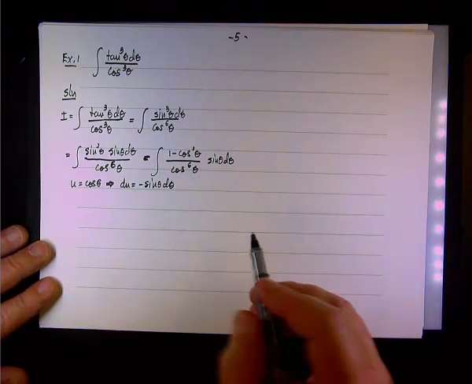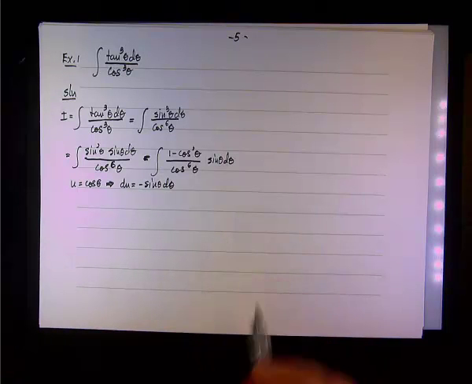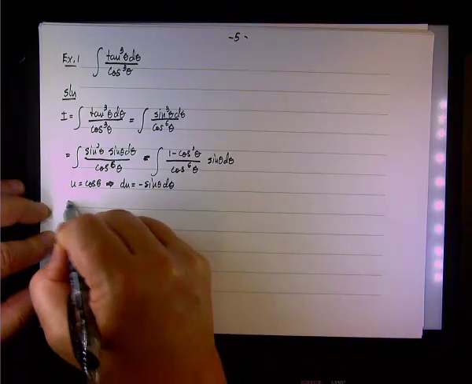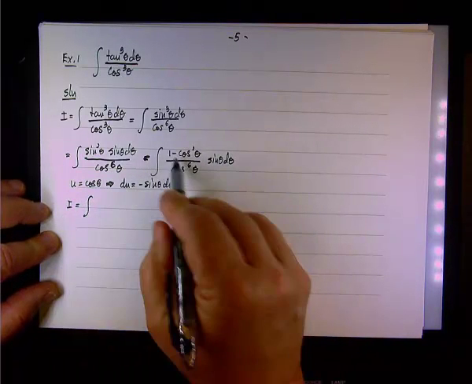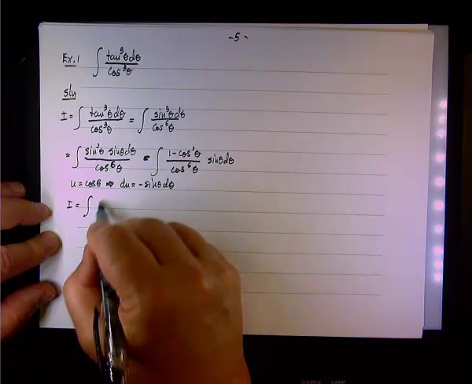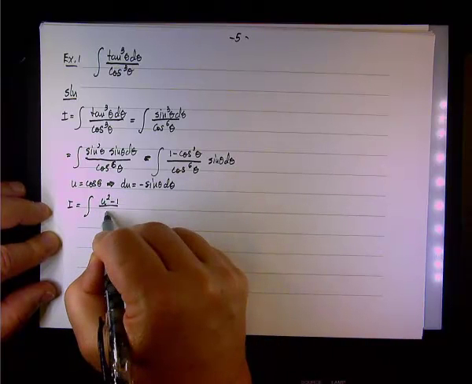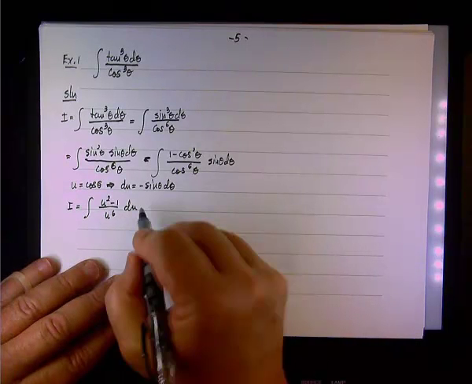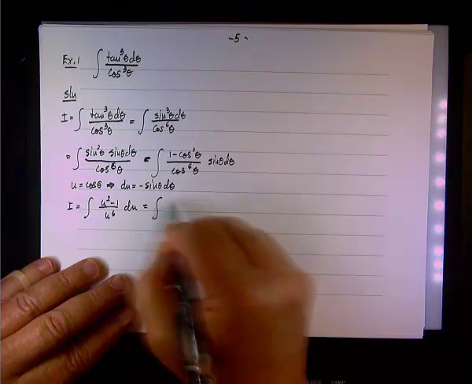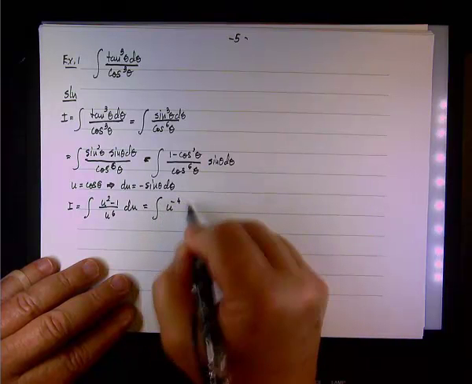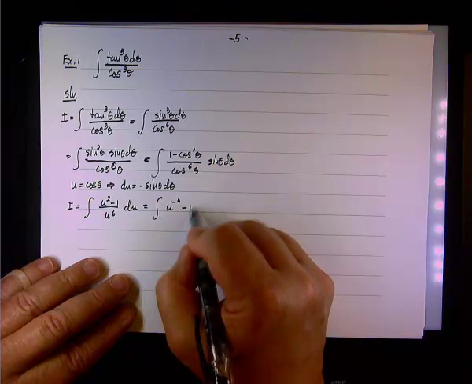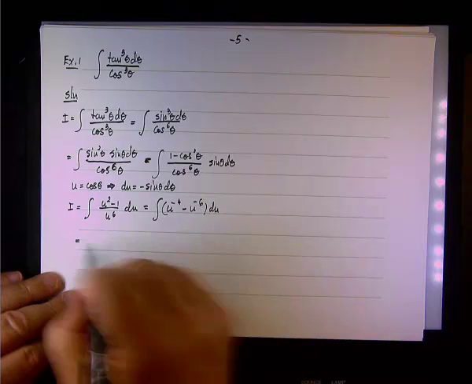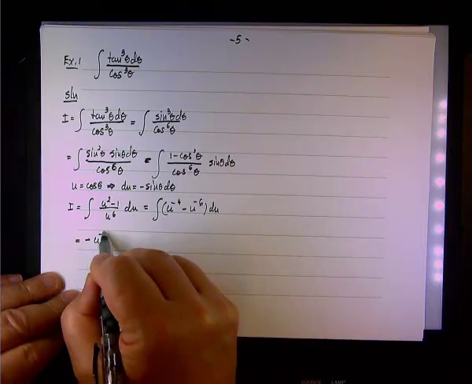The sine squared will be 1 minus cosine squared, so you end up having 1 minus cosine squared of theta divided by cosine to the 6, sine theta d theta. And this is good because the antiderivative of sine theta d theta is the cosine. So now we're ready to perform a u substitution. We let u equal cosine theta, and therefore du equals negative sine theta d theta. So instead of 1 minus u squared, because of the negative sign, it will be the integral of u squared minus 1 over u to the 6 du.